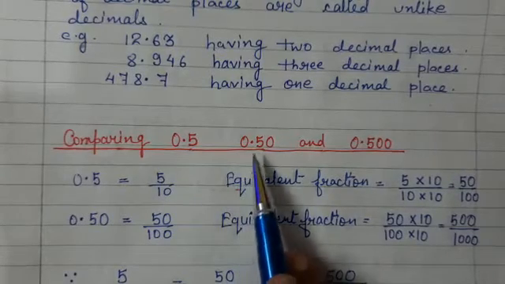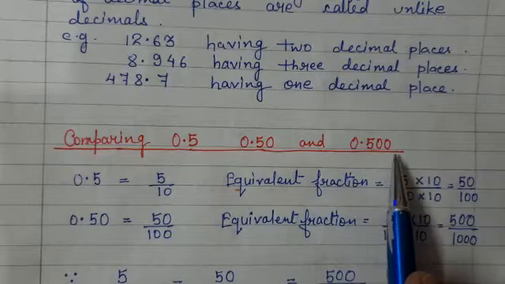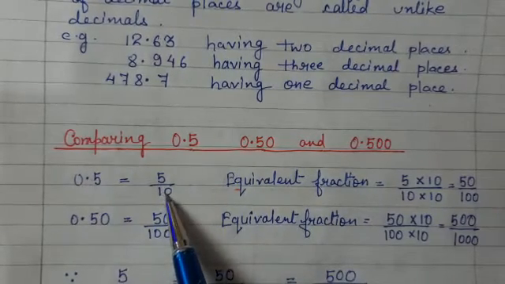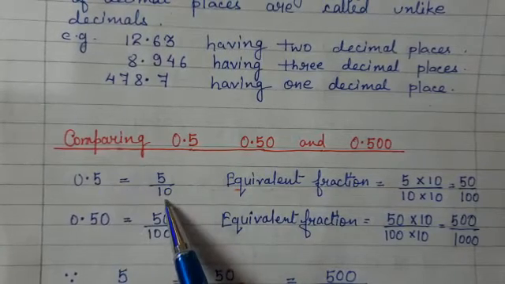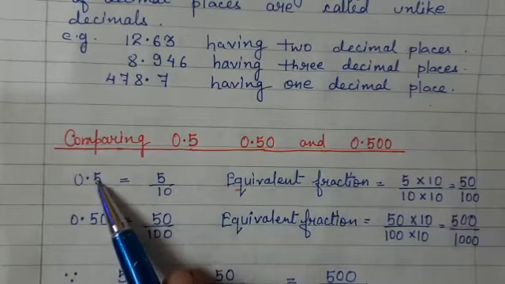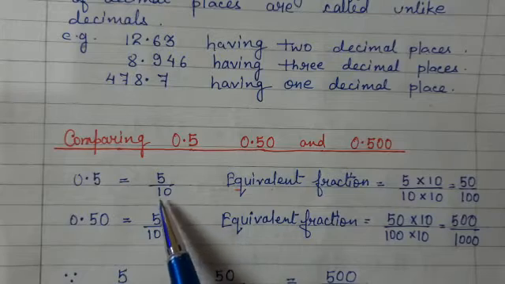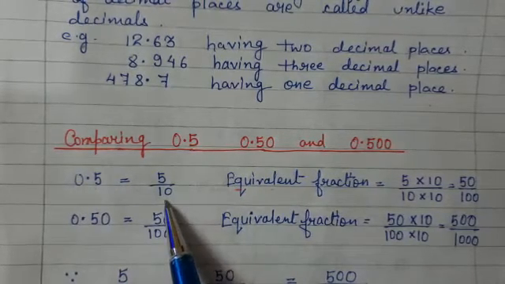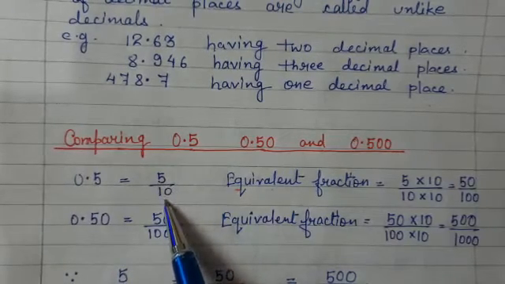0.5, 0.50 and 0.500. 0.5. When we convert this decimal into the form of a fraction, as it has only one place of decimal, the denominator should be 10. Earlier we discussed that according to the number of decimal places, we can decide the denominator, how many zeros should be there with the 1. Here it is 1 decimal place, which means the denominator should be only 10. So 0.5 means 5 upon 10.